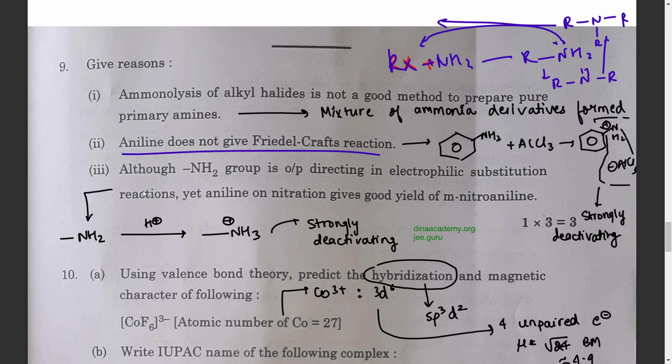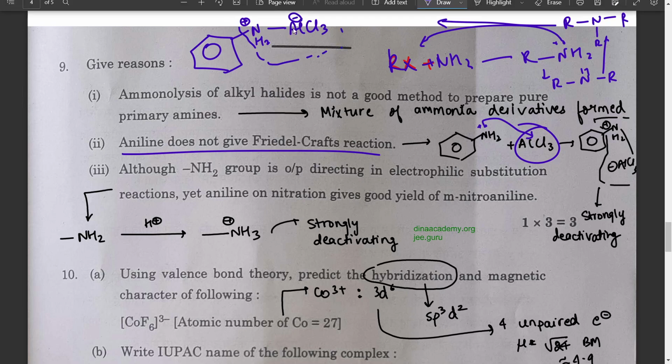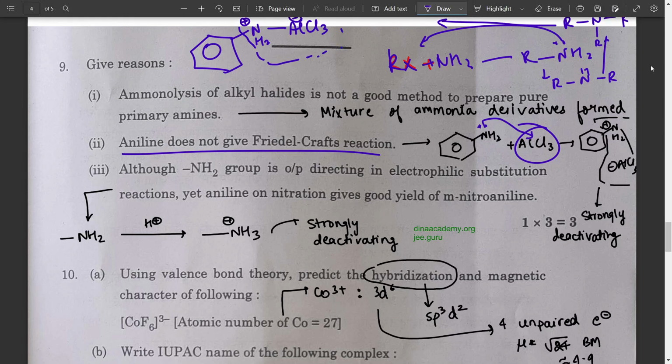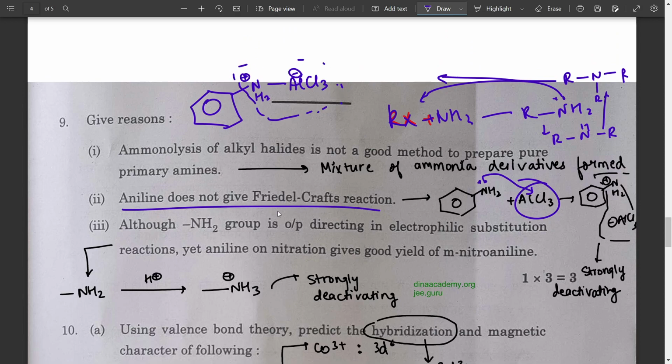Aniline does not give Friedel-Crafts reaction. The reason is pretty simple. You have a Lewis acid that you will always use with Friedel-Crafts reaction. The most common is AlCl3. Aniline is a base. It is also a Lewis base. So it can attack AlCl3 to form this compound. Let me just draw that compound a bit more distinctly. Now you have a nitrogen that has a positive charge on it. This is highly deactivating, very, very bad for electrophilic aromatic substitution. Hence, no such reaction is formed.